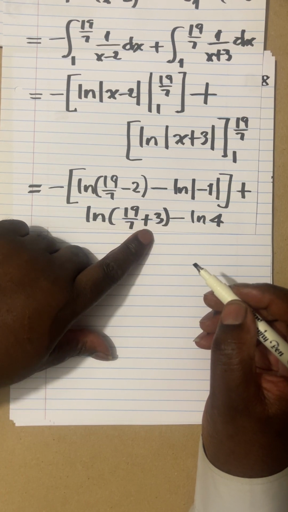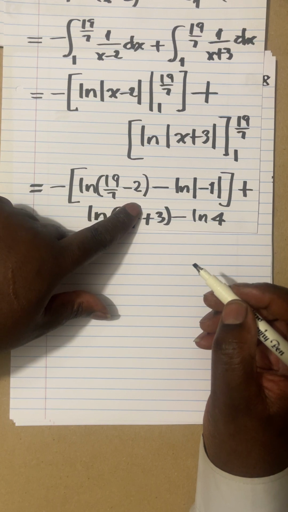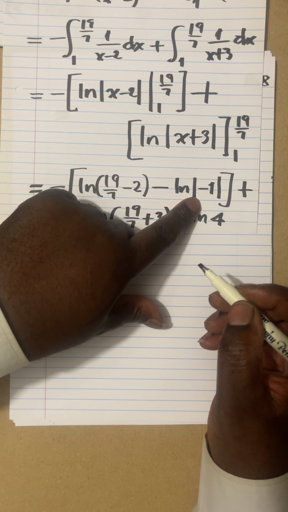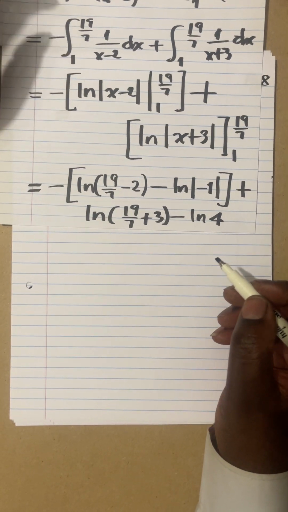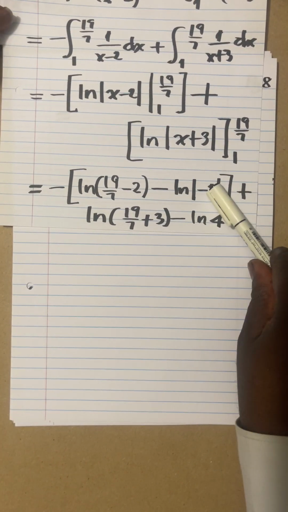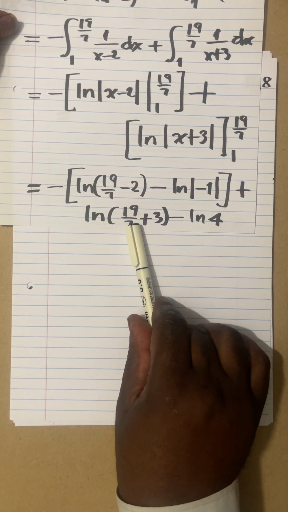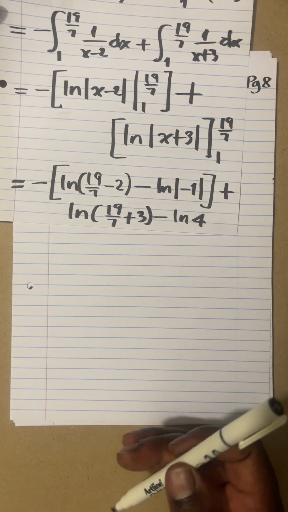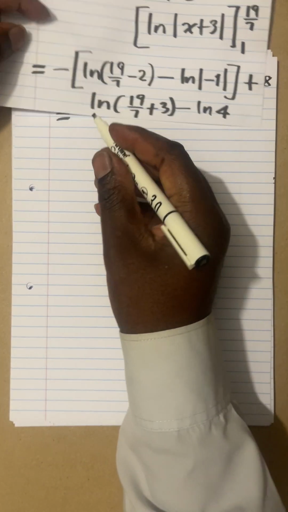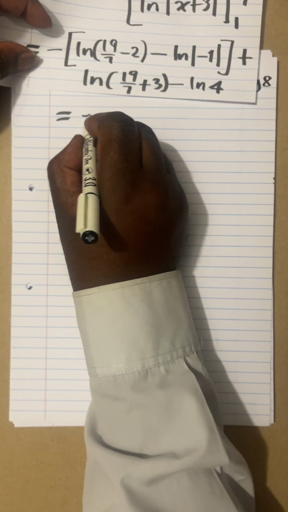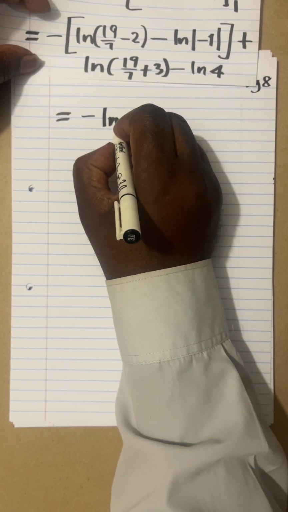I want to make the denominator the same. That will be 19 over 7 minus 14 over 7, and this is the natural log of 1, because the absolute value of minus 1 is positive 1, and natural log of 1 is 0, so this is gone. I'm just having that one here, which is minus, and then I'm going to plus that, and then minus natural log of 4.